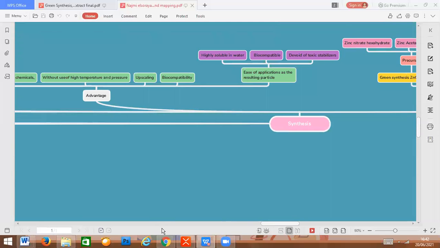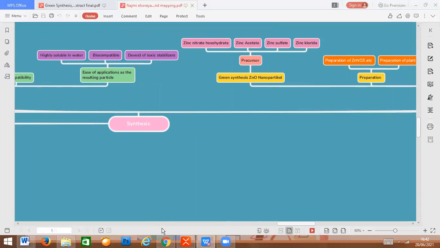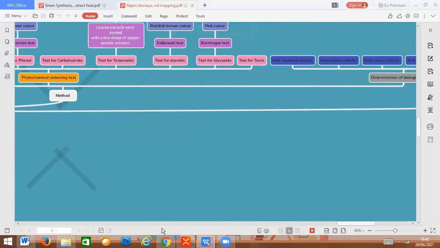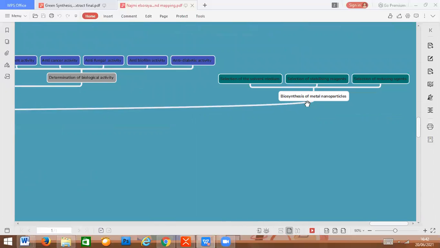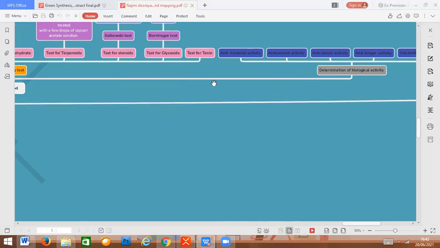Okay, now we can see the synthesis of ZnO nanoparticles. First, we can go to some important points, yes, biosynthesis of metal nanoparticles. These are the three important points that we must consider from the green synthesis before we synthesize using the green synthesis method. First is selection of solvent medium, selection of stabilizing reagent, selection of reducing agent. These are the most important.